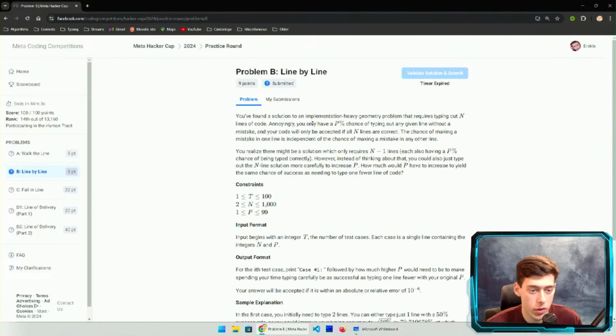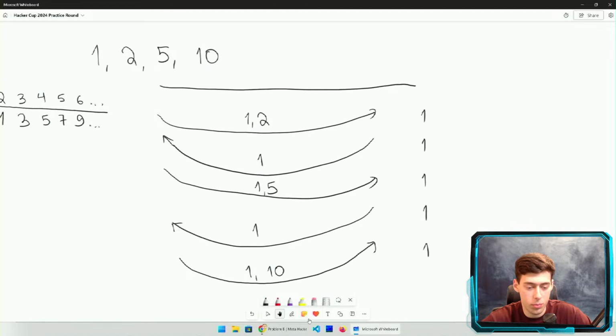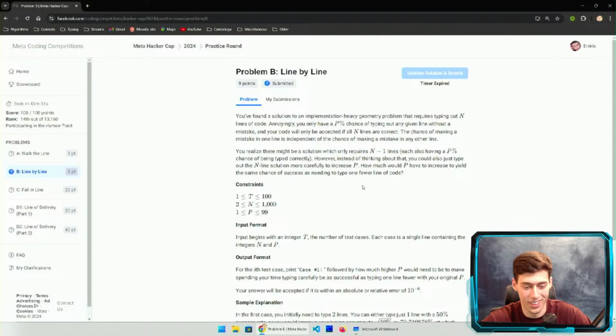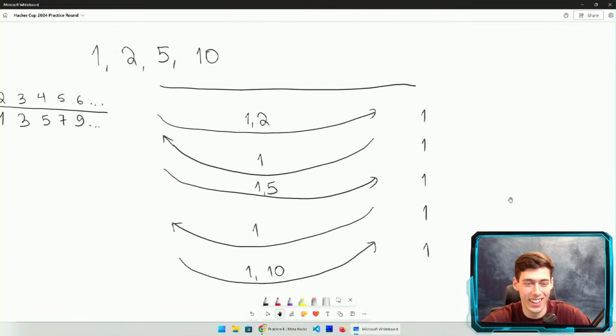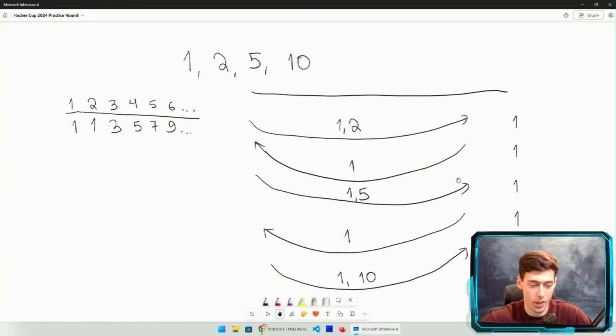Cool. Moving on to problem B. Problem B, line by line. So, this is probably the least interesting problem, in my opinion, in this problem set. Let me write the problem names on here.